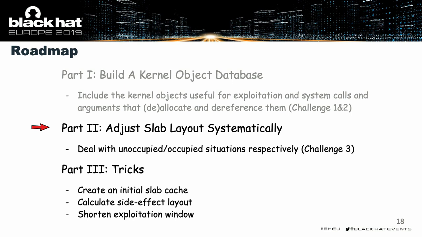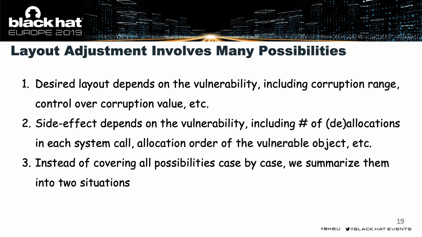The next challenge is to eliminate side effect on SLAB layout. The layout adjustment involves many possibilities. First of all, the desired layout depends on the vulnerability and varies case by case. Given a new vulnerability, it has a new corruption range and a different control of corruption value. Secondly, the side effect also depends on the vulnerability. For example, the numbers of allocations and deallocations in each system call can be different given a new vulnerability. The allocation order of the vulnerable object is not consistent either.